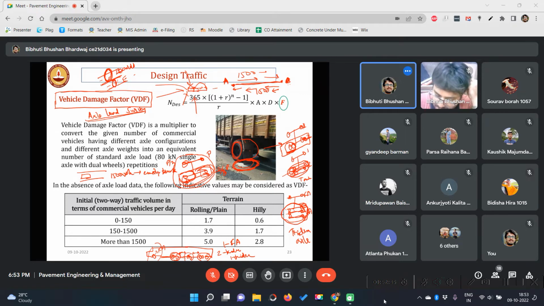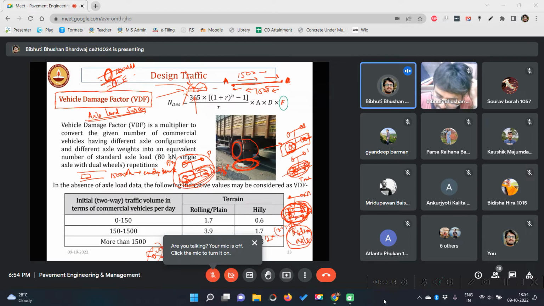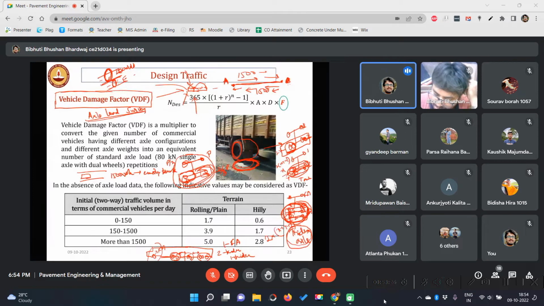For tridem, you can measure in one axle, but generally it is better to measure in all the three axles one by one, then sum it up. Suppose you get x, y, z, so you write x plus y plus z, then multiply by 2, and you will get the total weight of the tridem axle. Here you will get x, y, so it will be 2 into x plus y. Here it will be 2x. Understood?